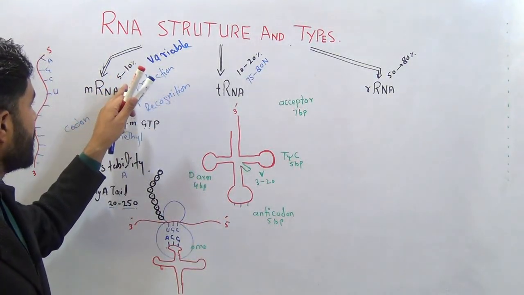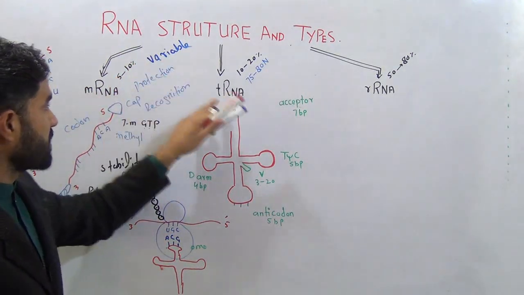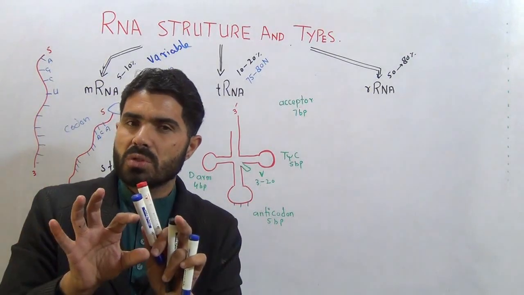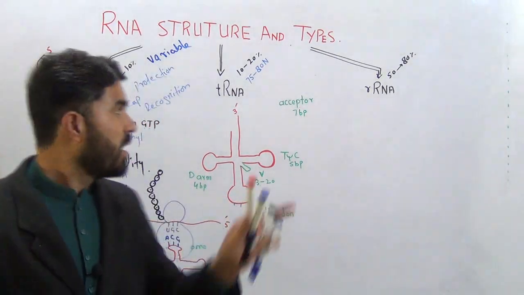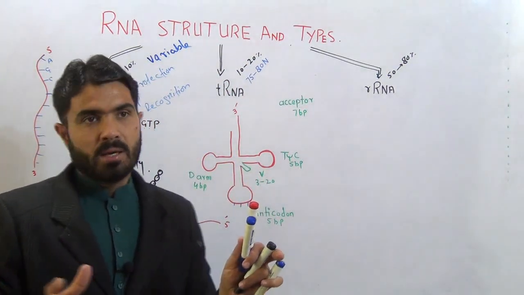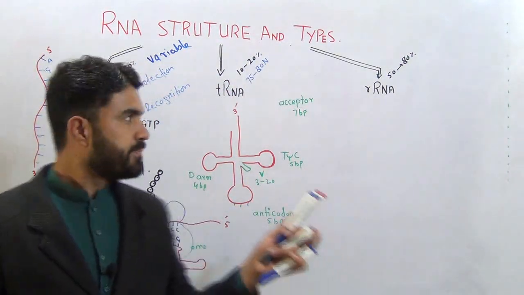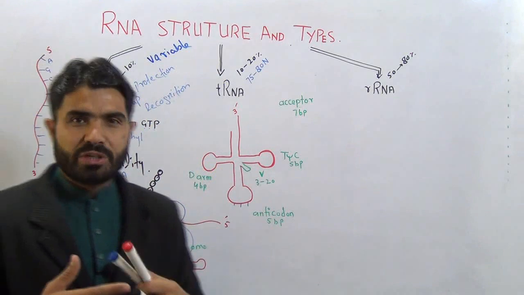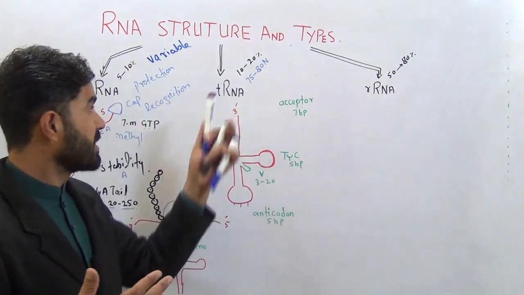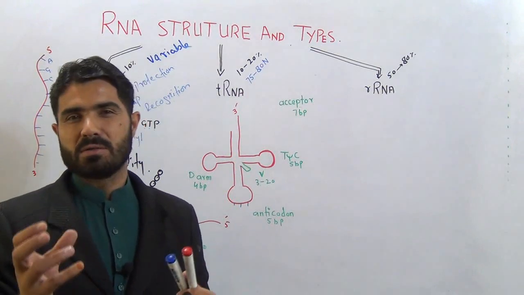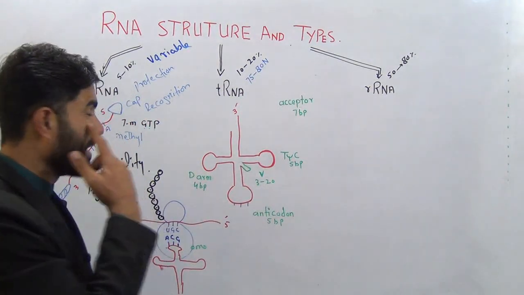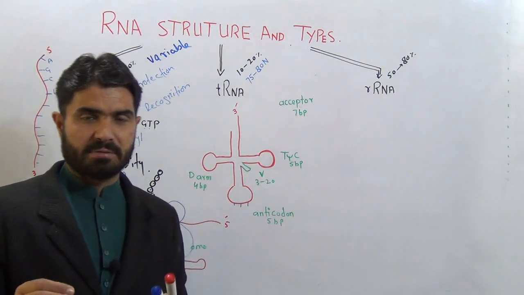In comparison to that messenger RNA, the transfer RNA length is almost constant, fixed. That is 75 to 80 nucleotides. Whatever length of protein you have, the transfer RNA's length is always constant, that is 75 to 80 nucleotides. And now, what is the function of a transfer RNA?